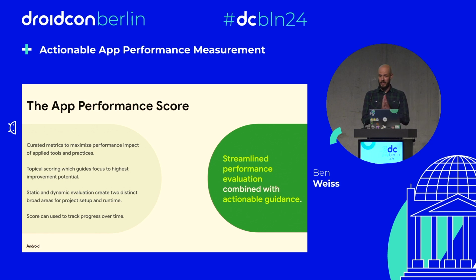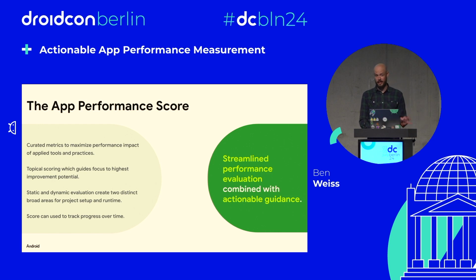There's a scoring for each different topic that will show you what you should be focusing on and what you can neglect. So if you already have fast app startup, you don't have to focus on that. If you already have good rendering, you don't really have to focus on that. And there's a static part, which essentially does static analysis, and there's a dynamic evaluation as well. So that is at runtime, and that changes depending on the device that you run your app on. And that score can be used also to track progress over time.